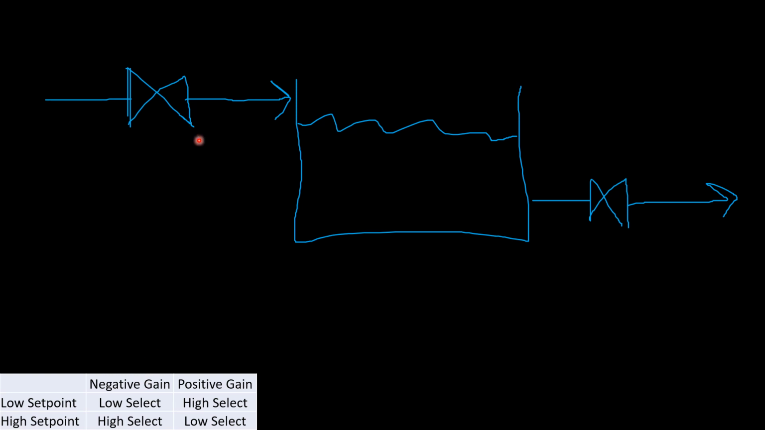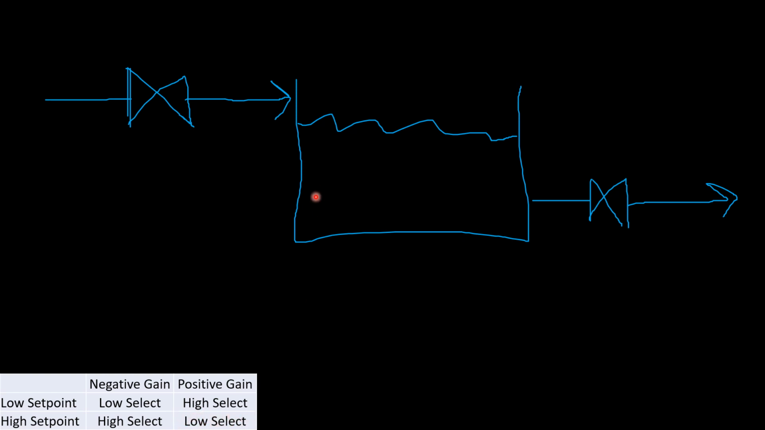So if you have a positive gain, which means if I increase this valve, then my level is going to increase. So I have a positive relationship between, if this increases, this also increases. Therefore, there's a positive gain between these two variables. And I have a high set point, so I want to cut back on this valve if the high set point gets exceeded. That means I want a low select block.